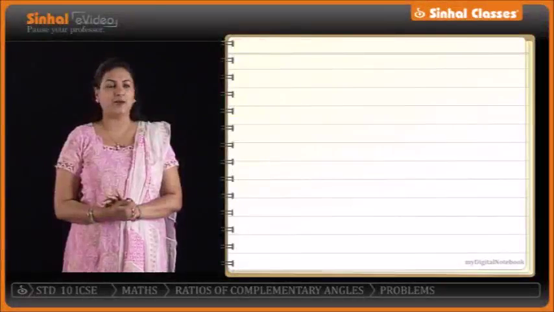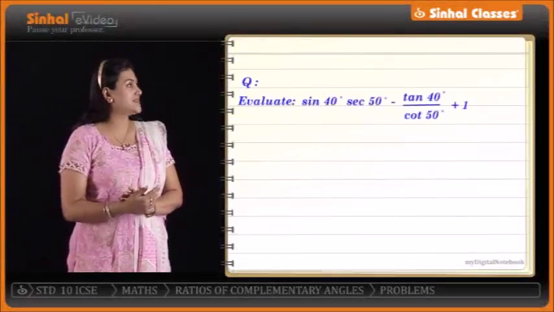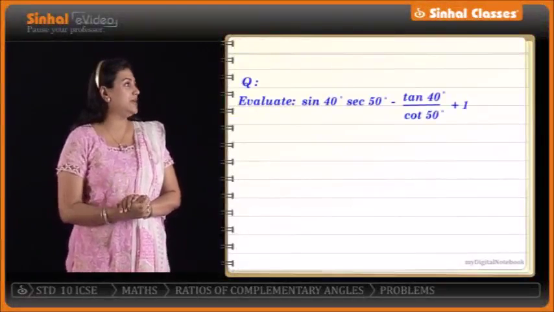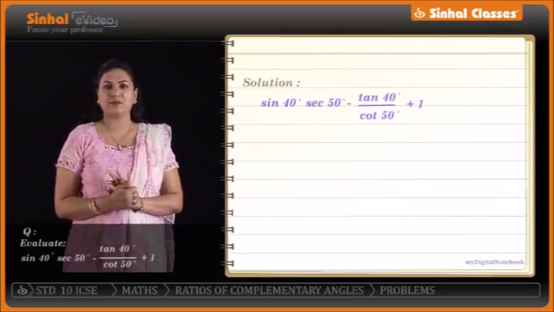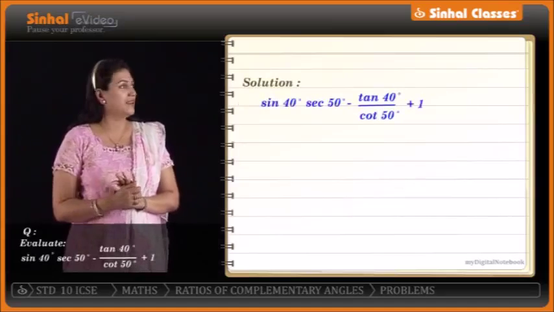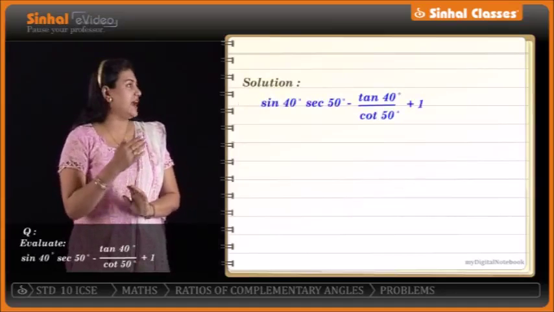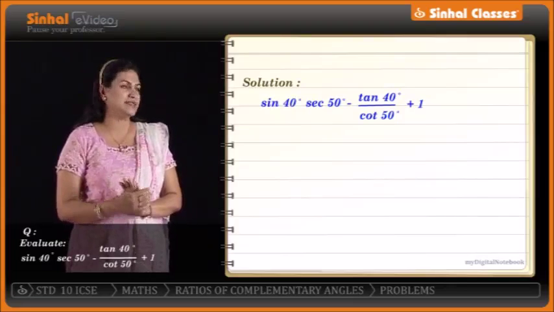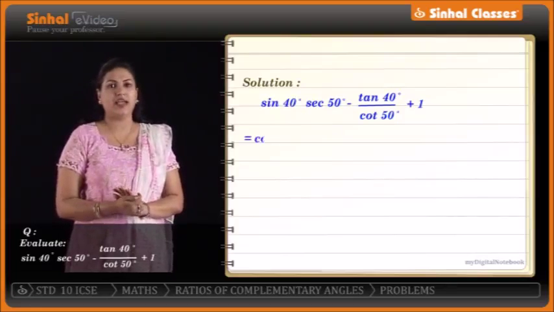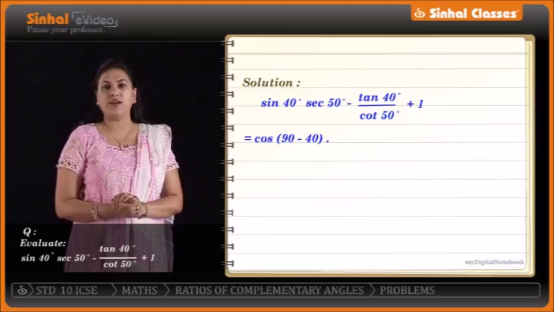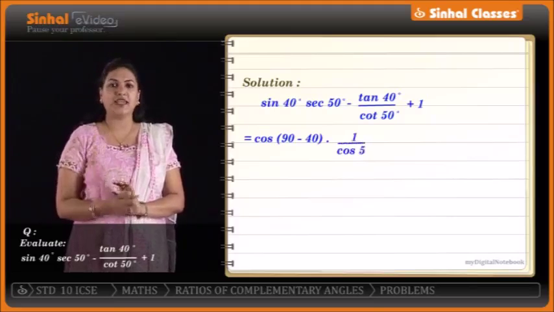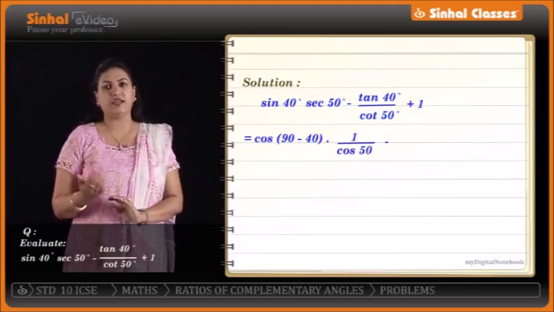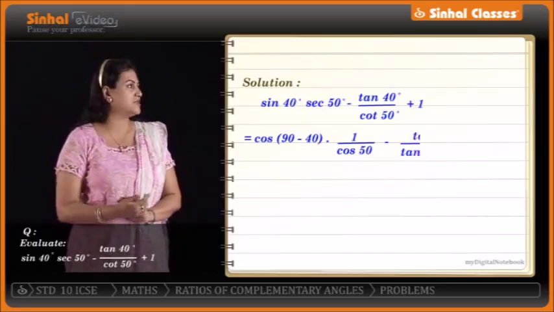Now, let's look at the next problem, which is evaluate sine 40 into sec 50 minus tan 40 upon cot 50 plus 1. Now, we have this expression. We want to find its value. In the first term of the expression, we have sine and sec. So, we write sine in terms of cos as cos 90 minus 40 and sec in terms of 1 upon cos 50. Now, in the second term, we have tan 40 and cot 50.